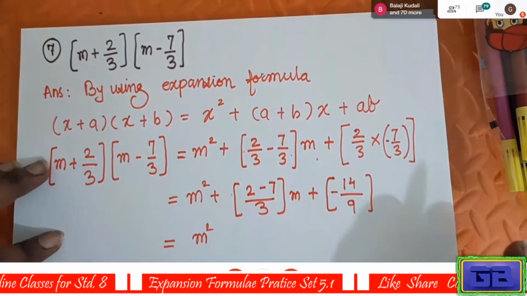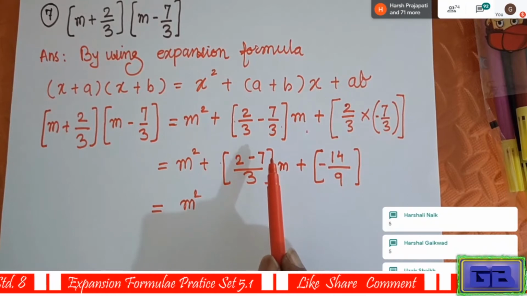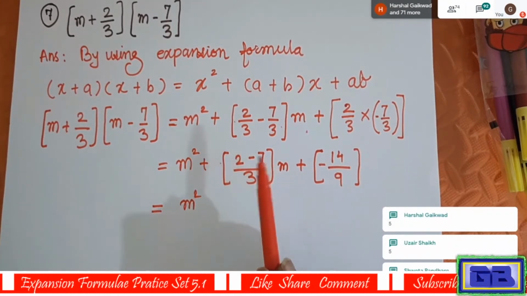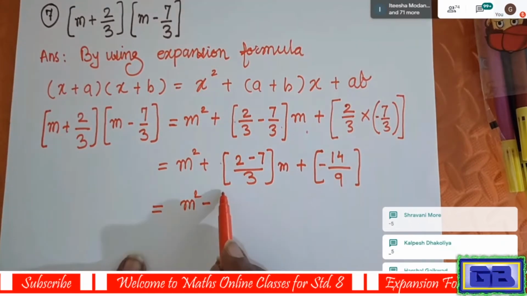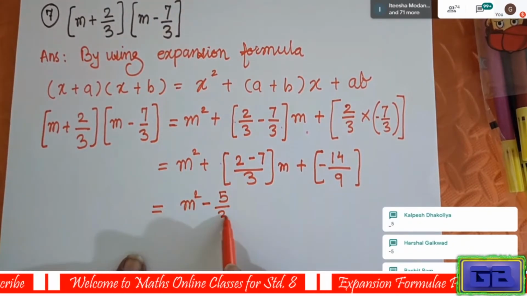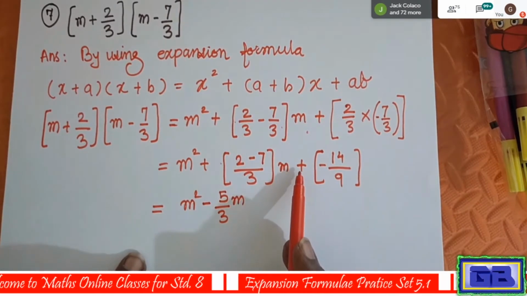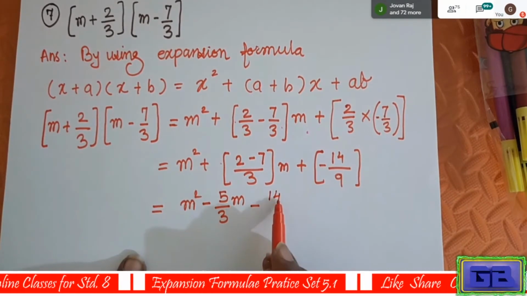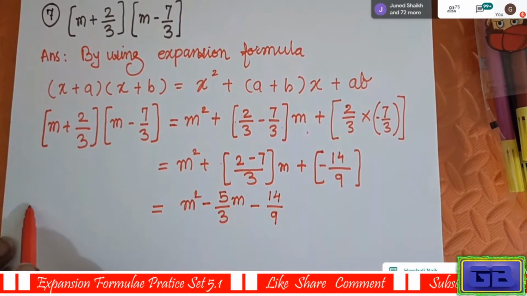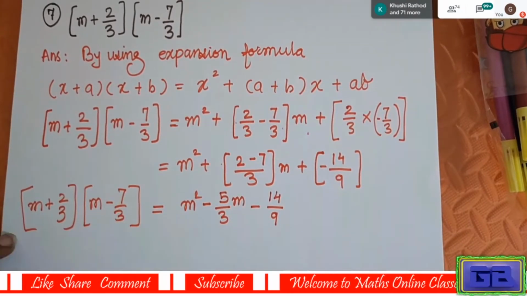m square. Now tell me, 2 minus 7 how much? Minus 5. Correct, minus 5 is the correct answer. So minus 5 upon 3 into m. Here also positive into negative it becomes negative 14 by 9. This is the final answer. You can take this question down.